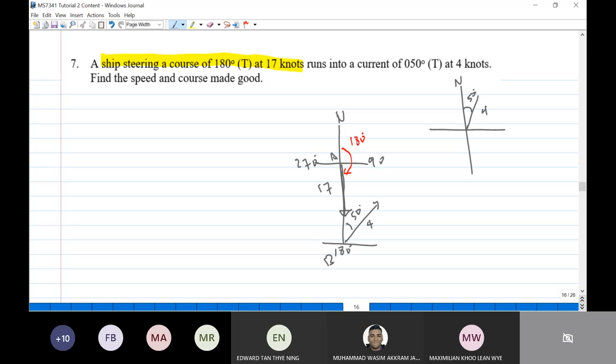So what is the final speed and course? You join here. Remember, when you join the arrows, the arrowhead joins the tail. So this arrowhead here goes in this direction, then join the tail of another arrow, so this 050 here. So finally, you can join from A to C now. So this is point C here.